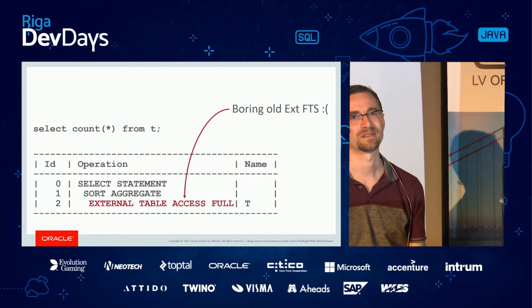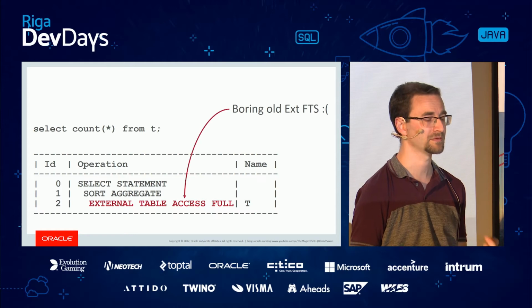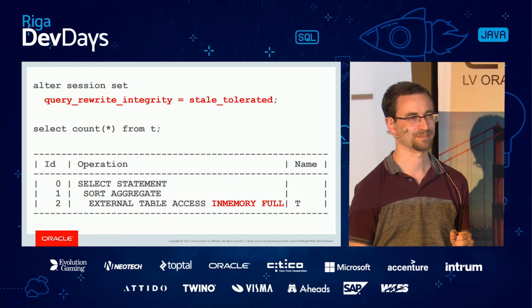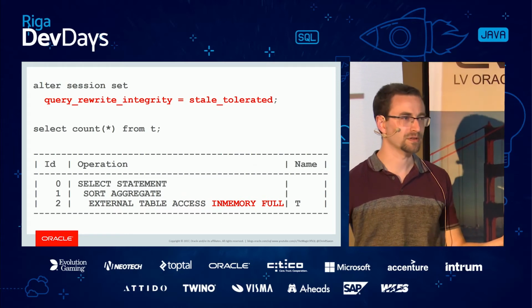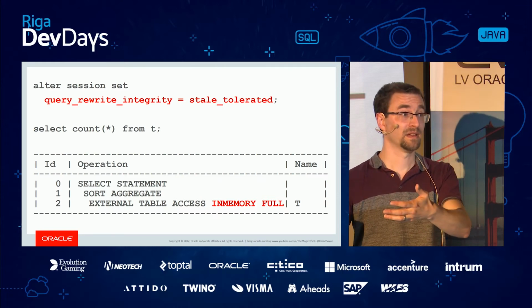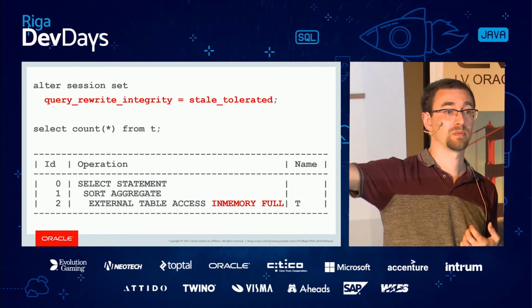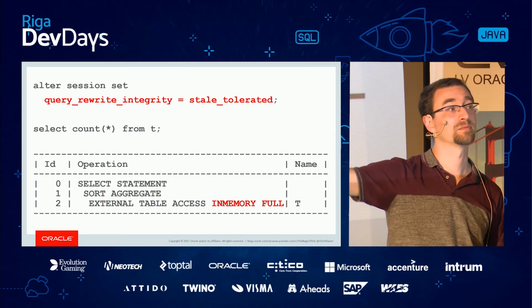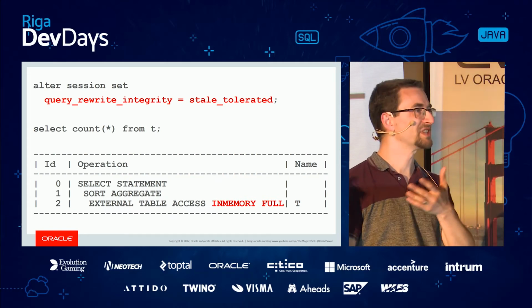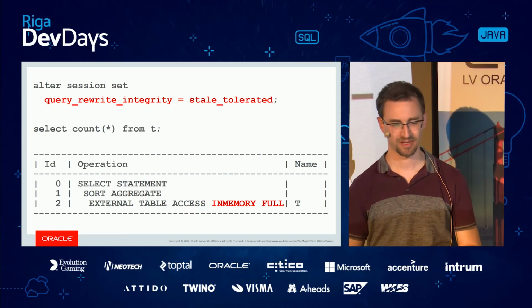Well, there is a workaround that's actually existed for a long time, and any of you who've used materialized views will be aware of it. And that is the query rewrite integrity parameter. This is something where you say to the Oracle database, well, I know that data might be out of date, or is out of date, or I know it is up to date, but I don't care. I want the performance gains I'm going to get from using the in-memory column store, or in the past, materialized view. So use it anyway. So by setting this to stale tolerated, you get that nice in-memory full table access.